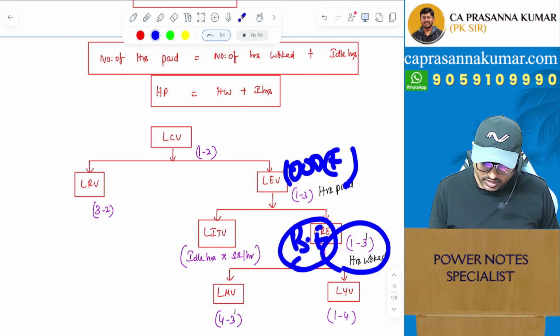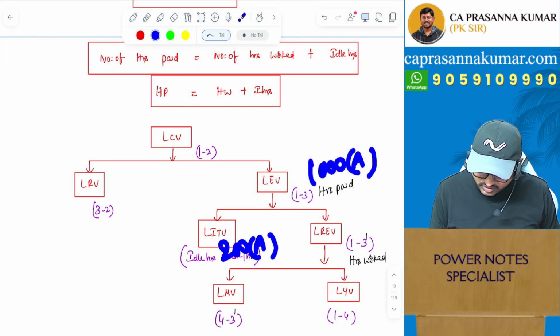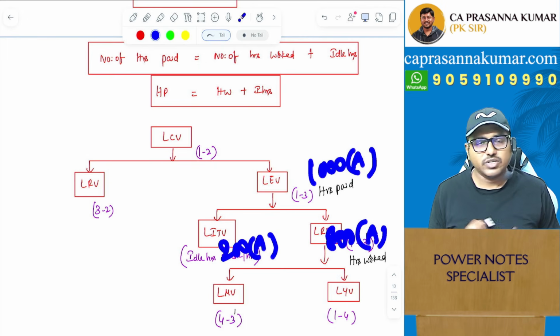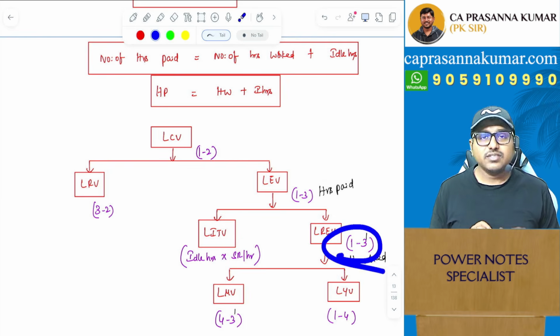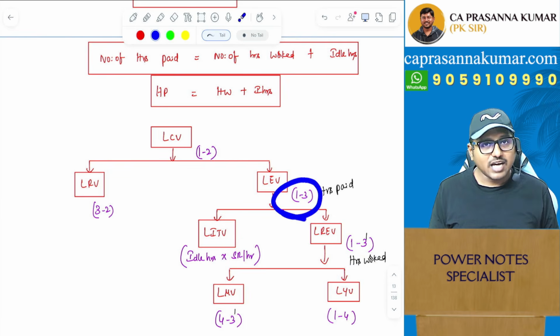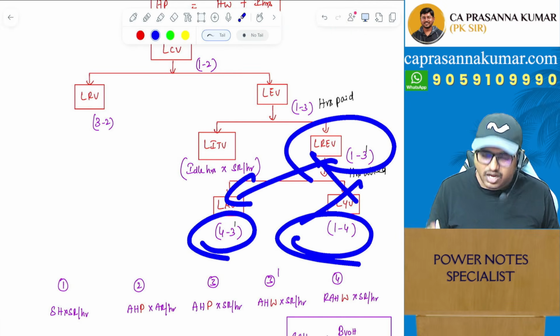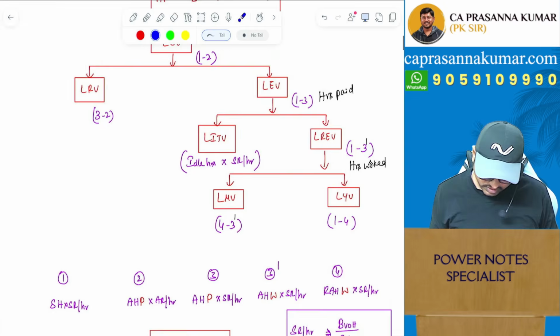Suppose here it is 1000 adverse. Here it is 200 adverse. Then automatically this should be 800 adverse. So it's a balancing figure. Or 1 minus 3 dash. 3 dash is nothing but hours worked you will take. That's the only difference. 3 means hours paid. From this again you have mix as well as yield. Therefore here also hours worked will come. That's all you have. Chalo.